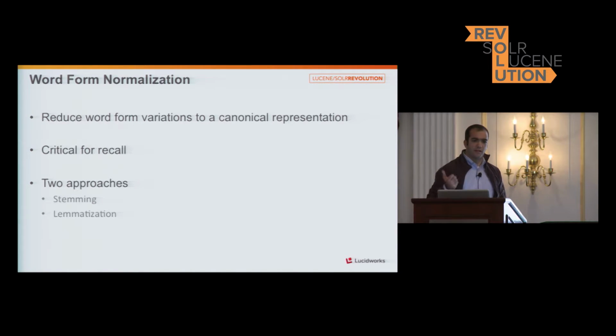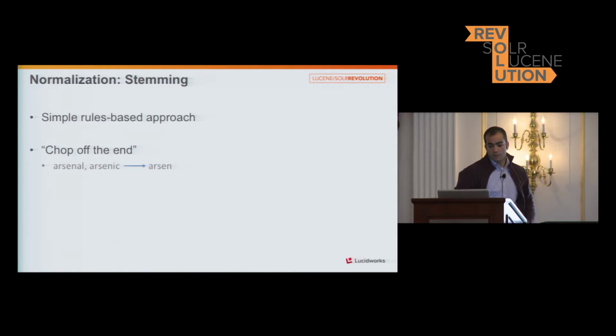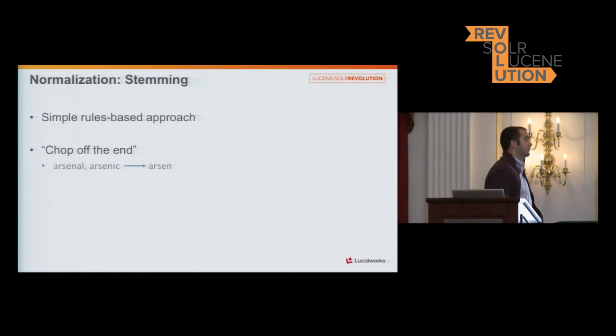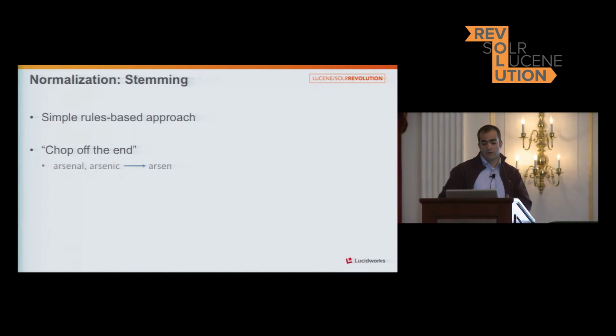In other languages, I think Arabic is even more critical, where the set of forms that certain words can appear in is even larger than in English. So stemming is basically a rules-based approach. Chop off the end is generally what it's doing. And there are various options for stemmers. Some chop more off and some chop less, so there's a little bit of a trade-off.